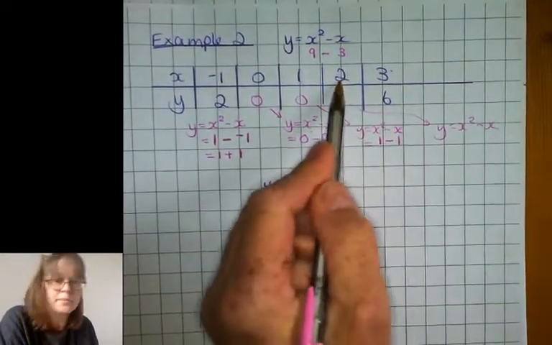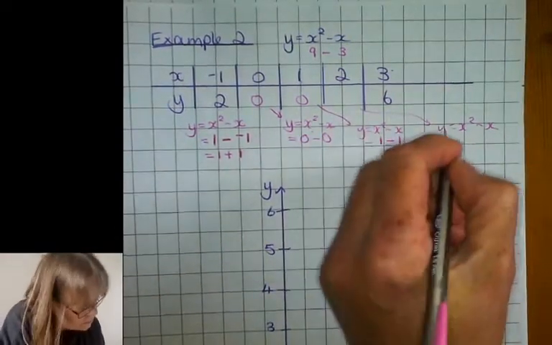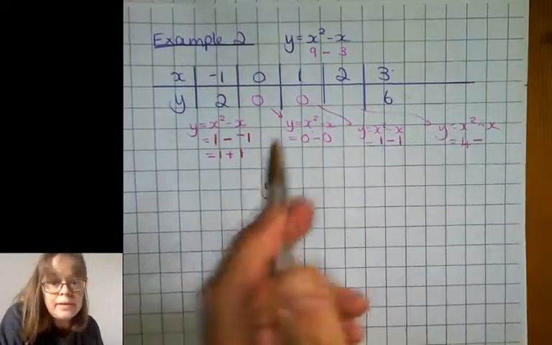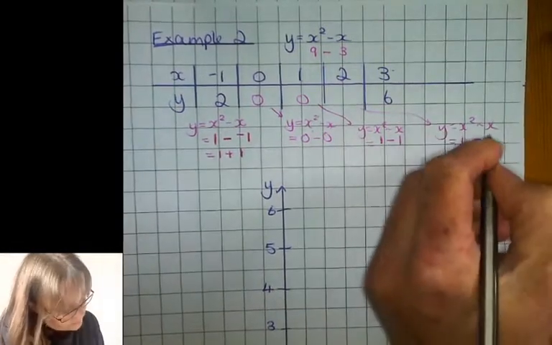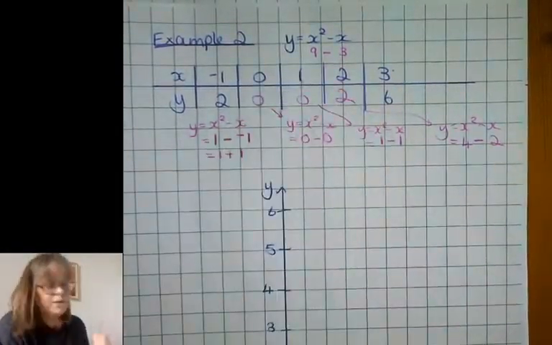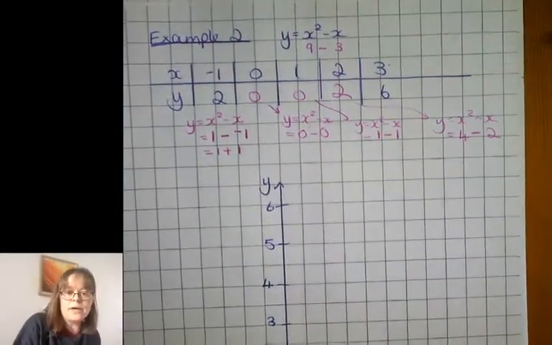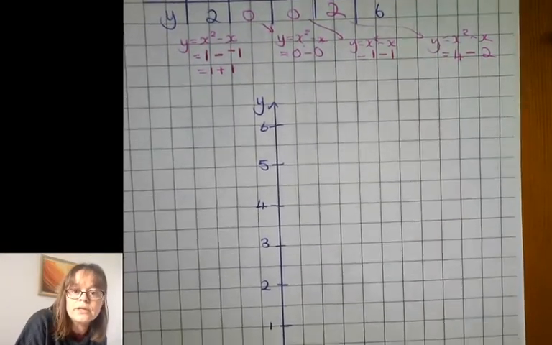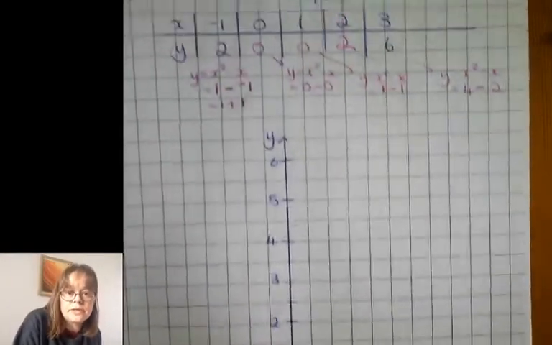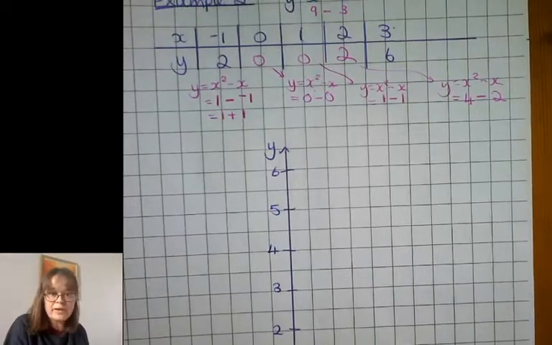So this time my x number is 2. So 2 squared, 4. Take away my x number, 2. 4 take away 2 gives me 2. So now I'm going to do exactly what I did last time. I'm just going to scroll. I can't quite get all of that in for you, so I'm going to have to do a little bit of moving backwards and forwards.